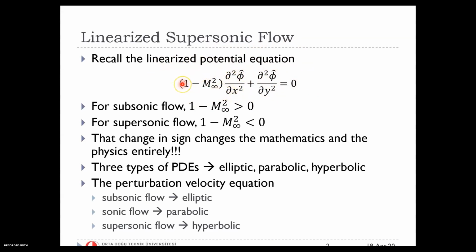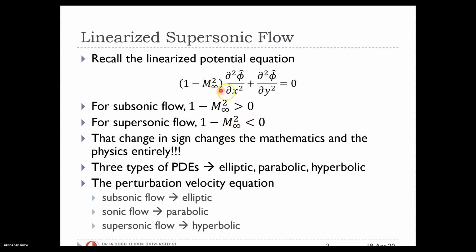This term in brackets is positive when you are in subsonic flow, because Mach infinity squared is smaller than 1. But in the case of supersonic flow, as Mach infinity is greater than 1, this term becomes negative. It may seem an innocent sign change at first glance, but it changes the physics of the problem completely. You can infer this from the type of partial differential equations.